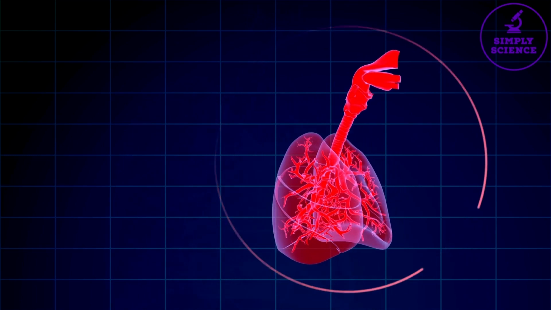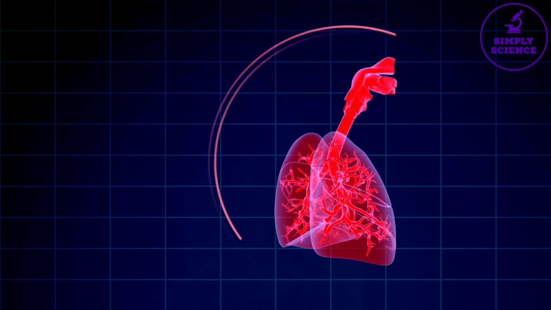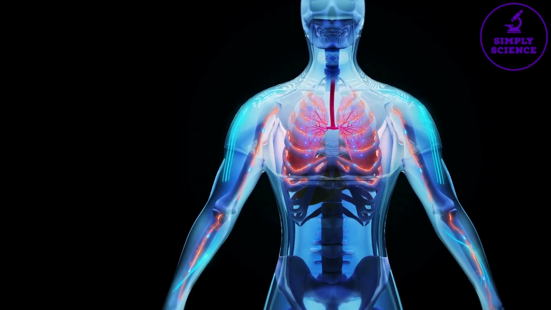Between the rib cage and the lungs there is a thin membrane containing pleural fluid. This reduces the friction between the membranes when we breathe.